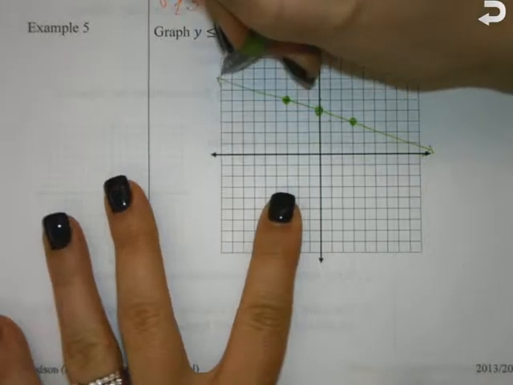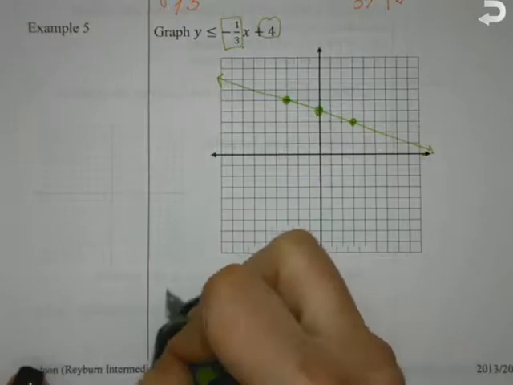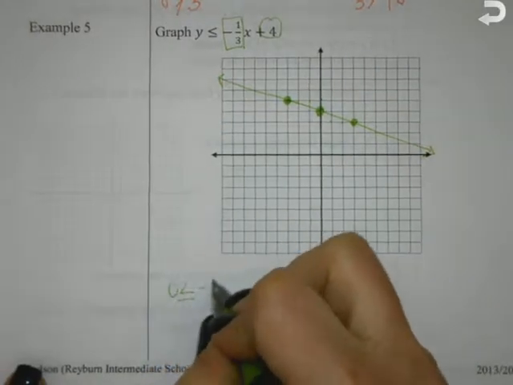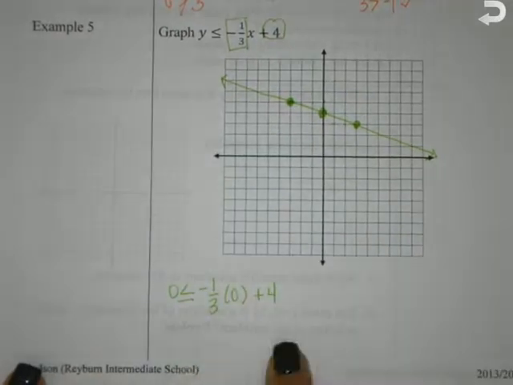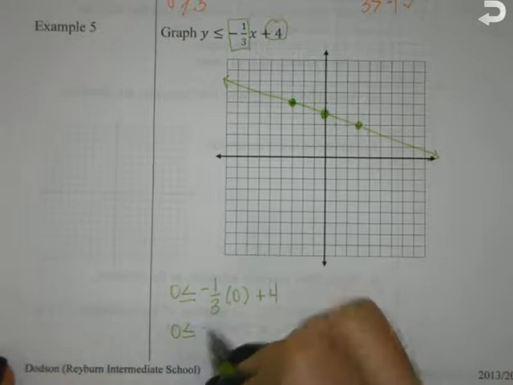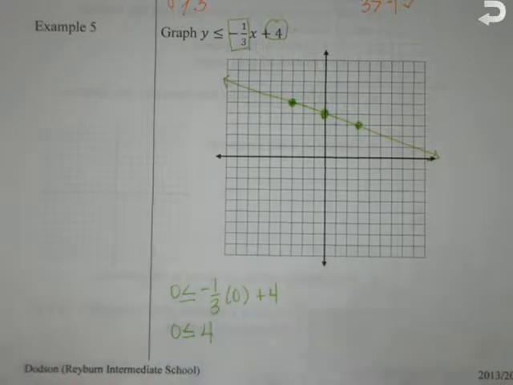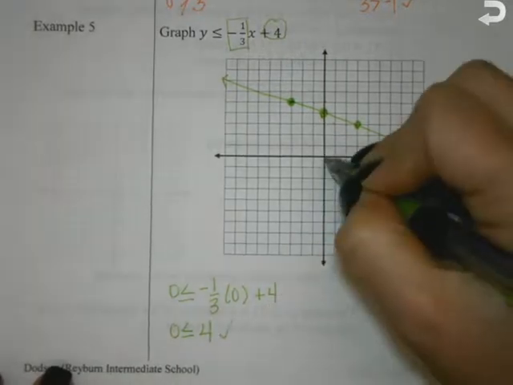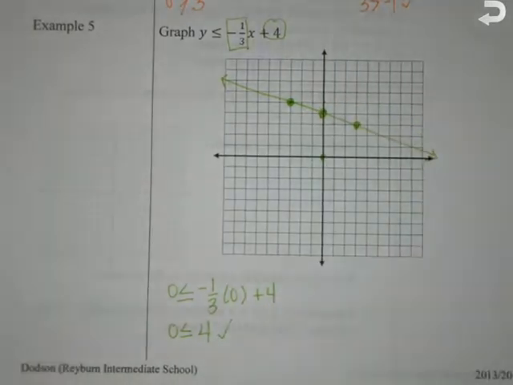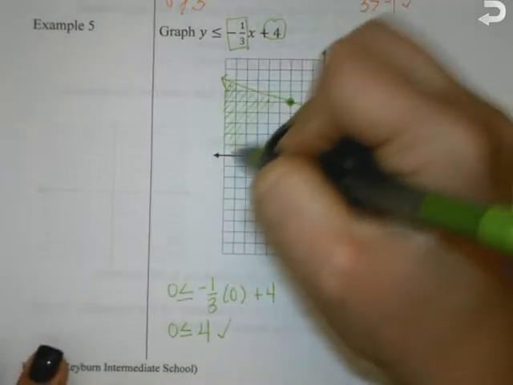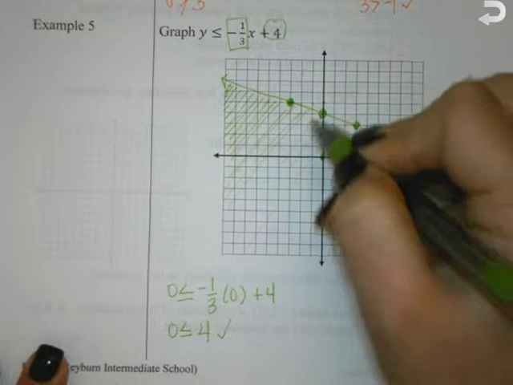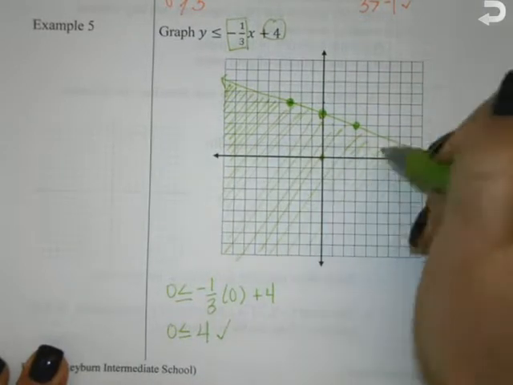And then when we test 0, that's going to give me 0 less than or equal to negative 1/3 times 0 plus 4. What's negative 1/3 times 0, guys? 0. So that's going to be 0 plus 4, which is 4. Is 0 less than or equal to 4? Yes. So the point that contains 0, 0, is that shaded? Yes. So you should have shaded everything underneath the solid line. That entire half plane.